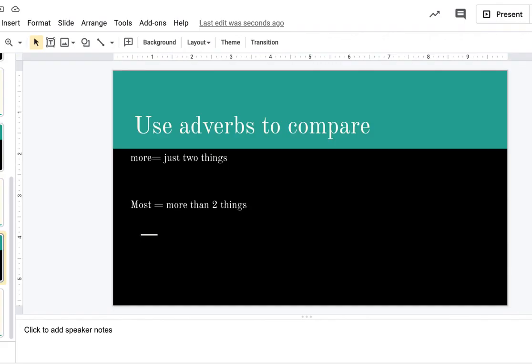So just like our adjectives, we're going to be using ER for two things and EST for more than two things, but for adverbs, we're also going to add more for just two things. And then when we say most, we're talking about more than two things. So add these to your notes with the ER and the EST.